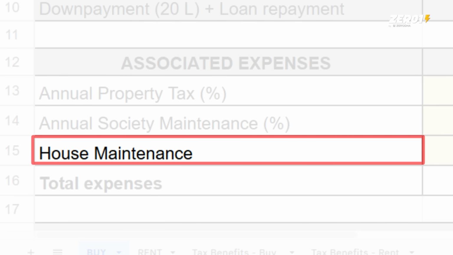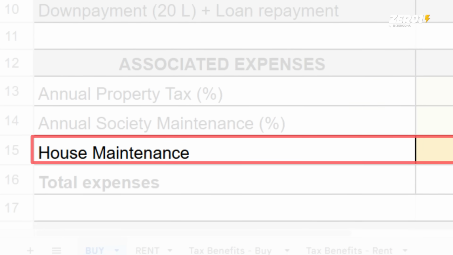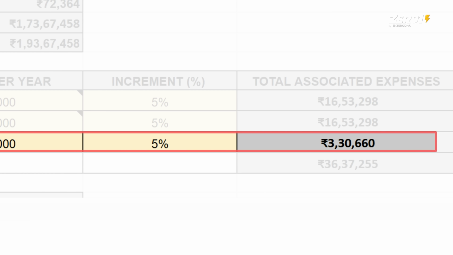Then you have house maintenance. Nalka tood gaya, ye tood gaya, wo ho gaya. You will constantly have to maintain the house. So that's about, let's say, 10,000 rupees per year. I'm taking a really low amount, by the way, and putting 5% increment on it. It's about 3.5 lakh rupees.